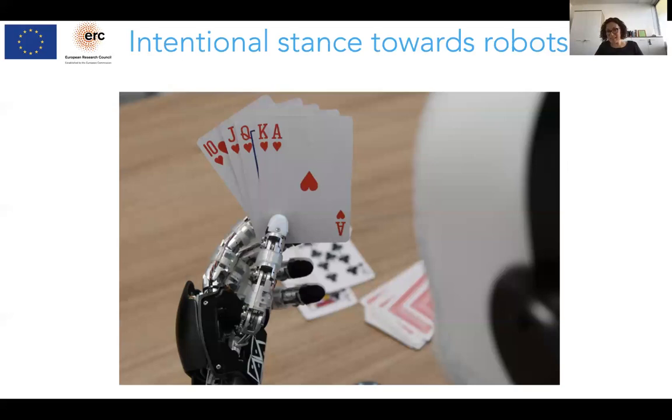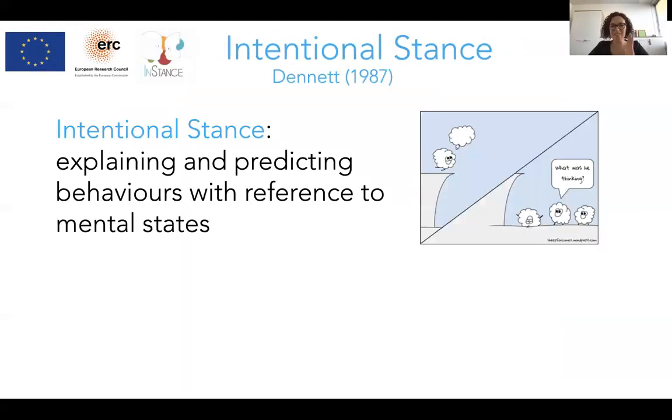Now I'll move to the second part, which is the intentional stance towards robots. So, a very philosophical concept. And this is the title of my ERC grant. And I must say that it has been quite a pain to even start with this project. And the reason is that this is a philosophical concept, and it's not always easy to operationalize philosophical concepts into experimental protocols. So I don't think I need to explain to this audience what intentional stance is.